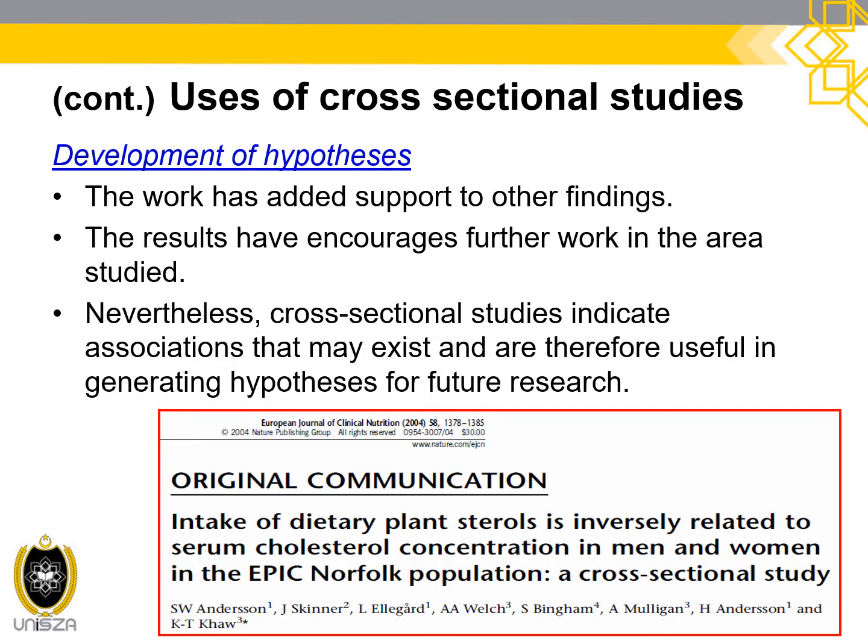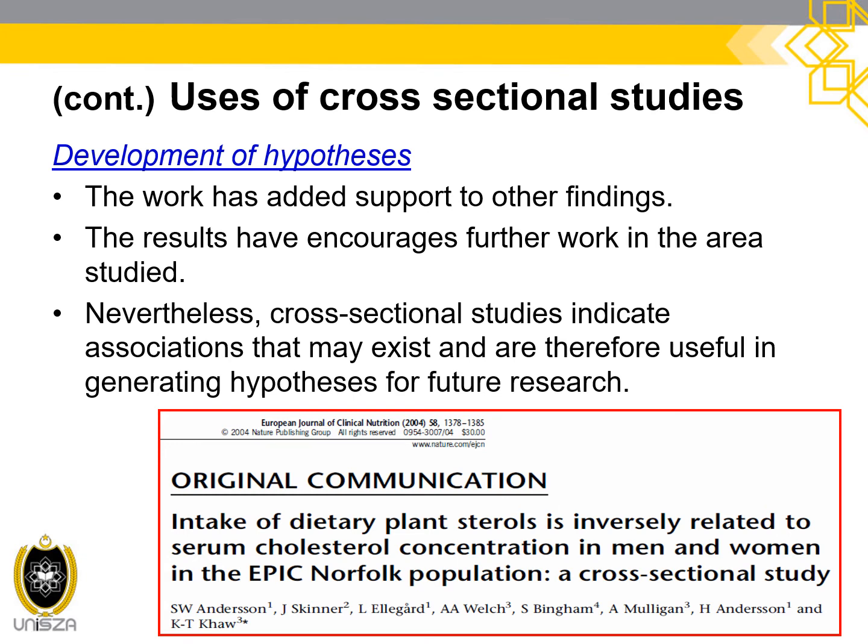The final use of cross-sectional study is developing hypotheses. Cross-sectional studies is used in developing hypotheses when the work has added support to other findings. And also, it is used in developing hypotheses when the results have encouraged further work in the area studied. Nevertheless, cross-sectional studies indicate association that may exist and are therefore useful in generating hypotheses for future research.